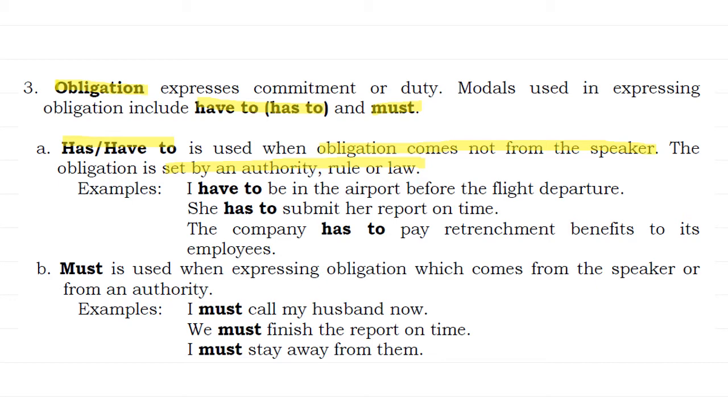Next, the company has to pay retrenchment benefits to its employee. The modal used is has to. What is the obligation? Pay retrenchment benefits to employees. Next, must. Must is used when expressing obligation which comes from the speaker or from an authority.